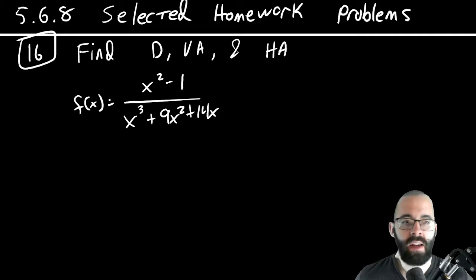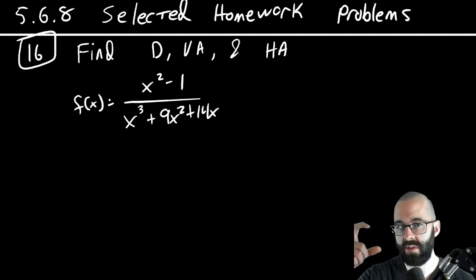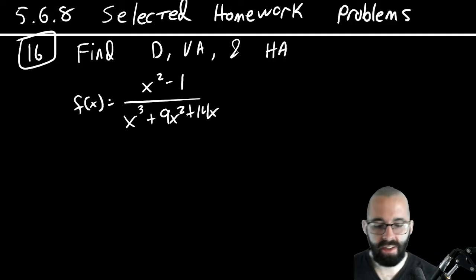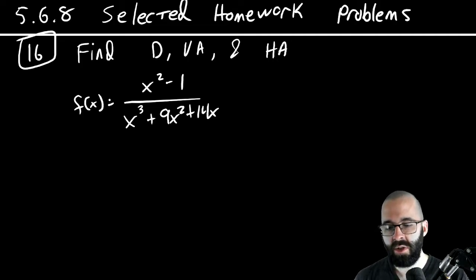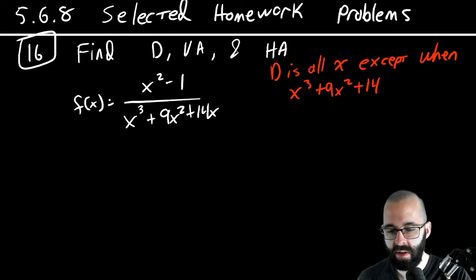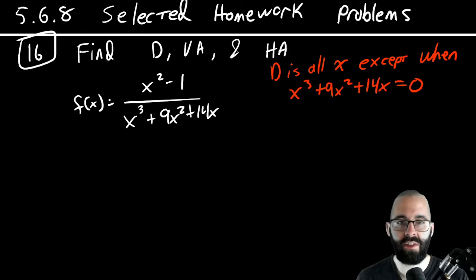So remember, the domain is going to tell us all of the discontinuities, either removable discontinuities if it shares a factor with the bottom and the top, or a vertical asymptote. So let's find that domain first. Domain is all the points except when the denominator equals 0. We have to find when this is true to find that domain.